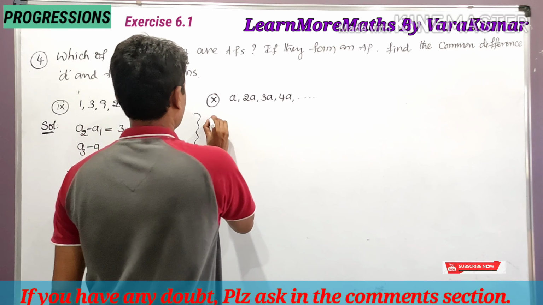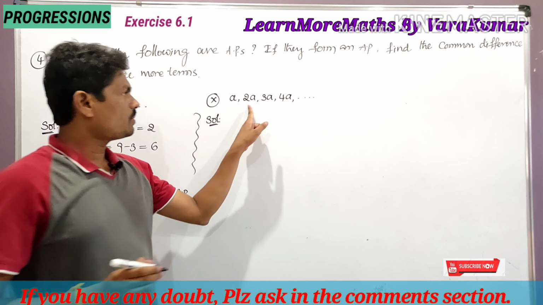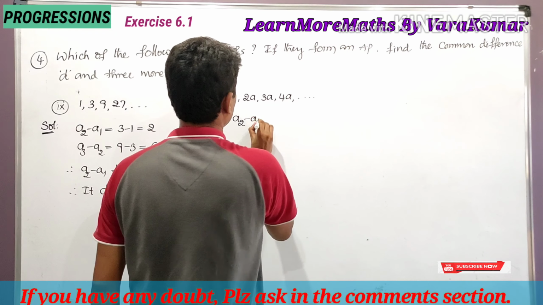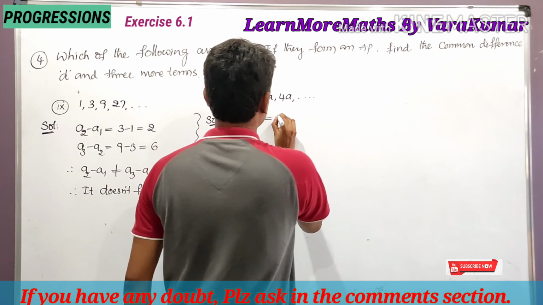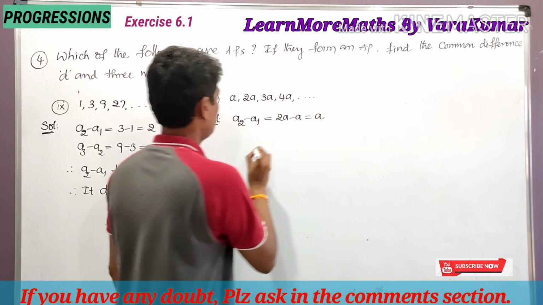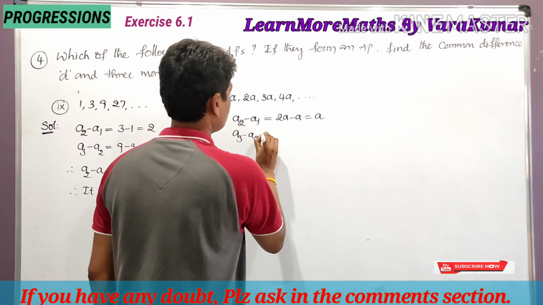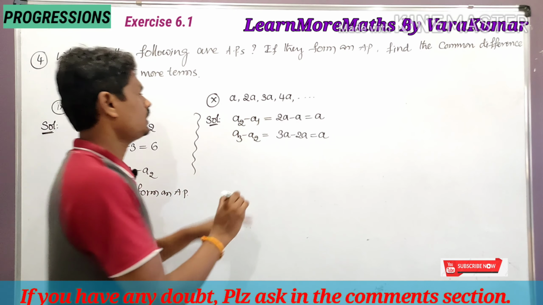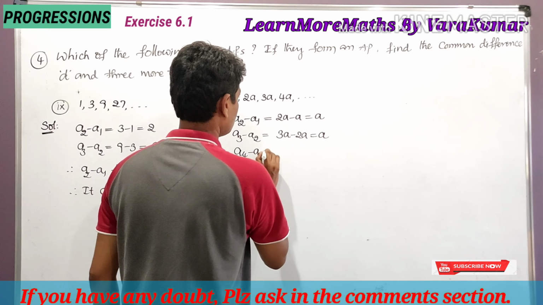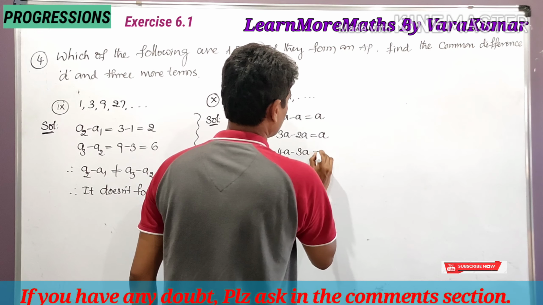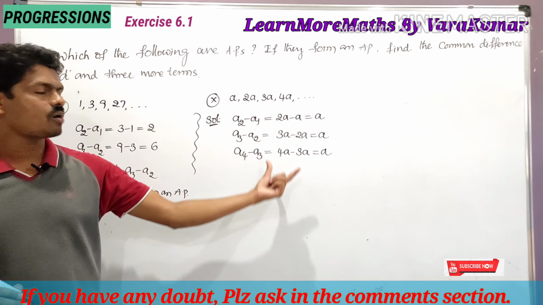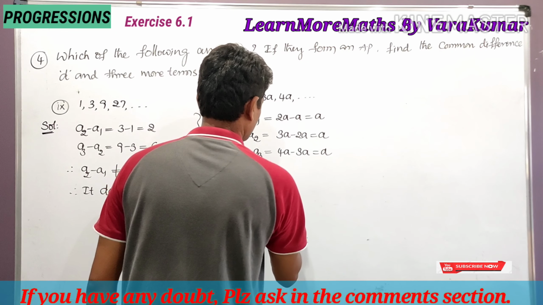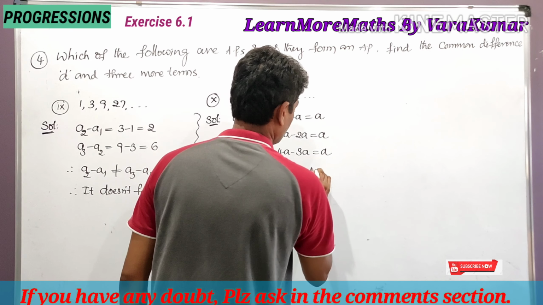Next, the 10th bit, student: A, comma, 2A, comma, 3A, comma, 4A and so on. Again we have to find the common difference. A2 minus A1 is equal to 2A minus A, which is A. Next, A3 minus A2 is equal to 3A minus 2A, which is also A. Next, A4 minus A3 is equal to 4A minus 3A, which is also A. So the common difference is the same in all successive terms. Therefore, it forms an AP, an arithmetic progression.